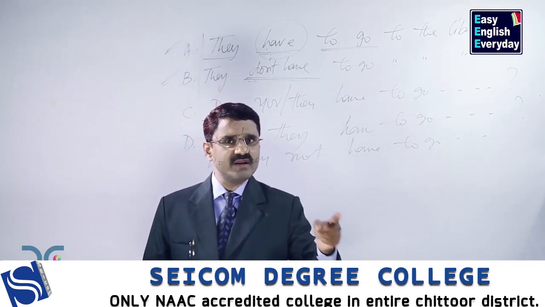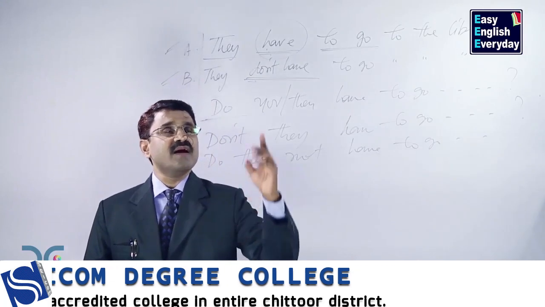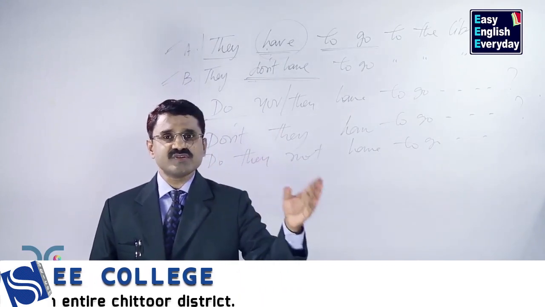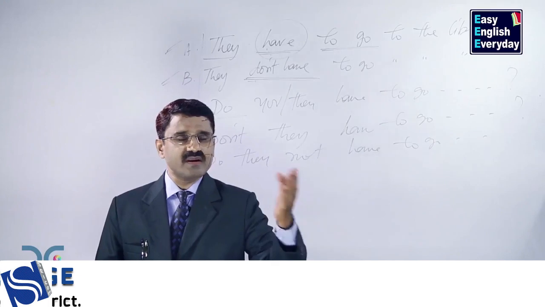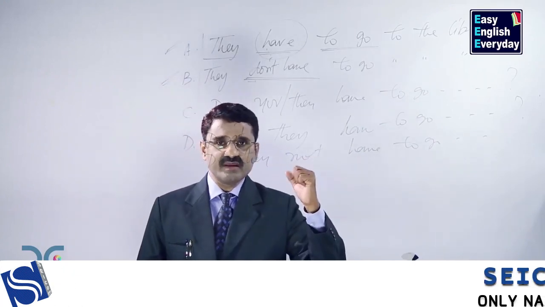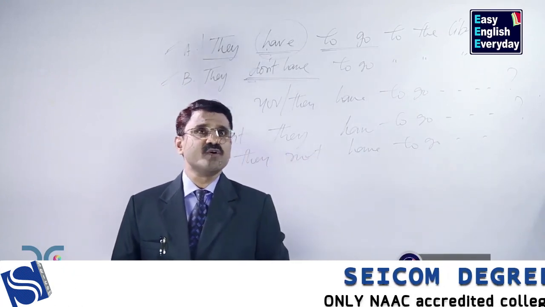Do they have to earn money? Don't they have to earn money? They have to save money. They don't have to save money. Do they have to save money? Don't they have to save money? Like this, you have to practice the 4 variations.